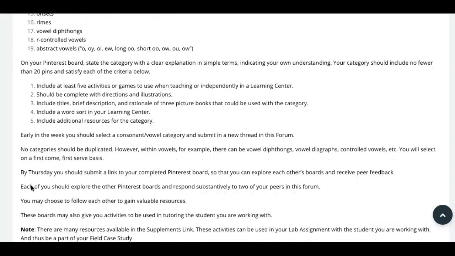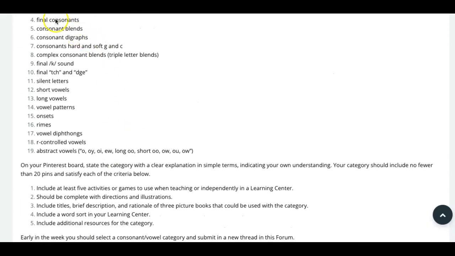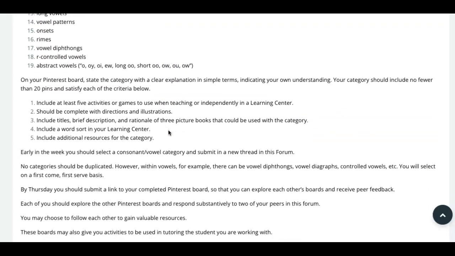You might want to look at each other's boards to get ideas for the student that you're tutoring also. This says that no categories should be duplicated. However, what I have found is sometimes these are duplicated, and that's okay because that fits your student's need.